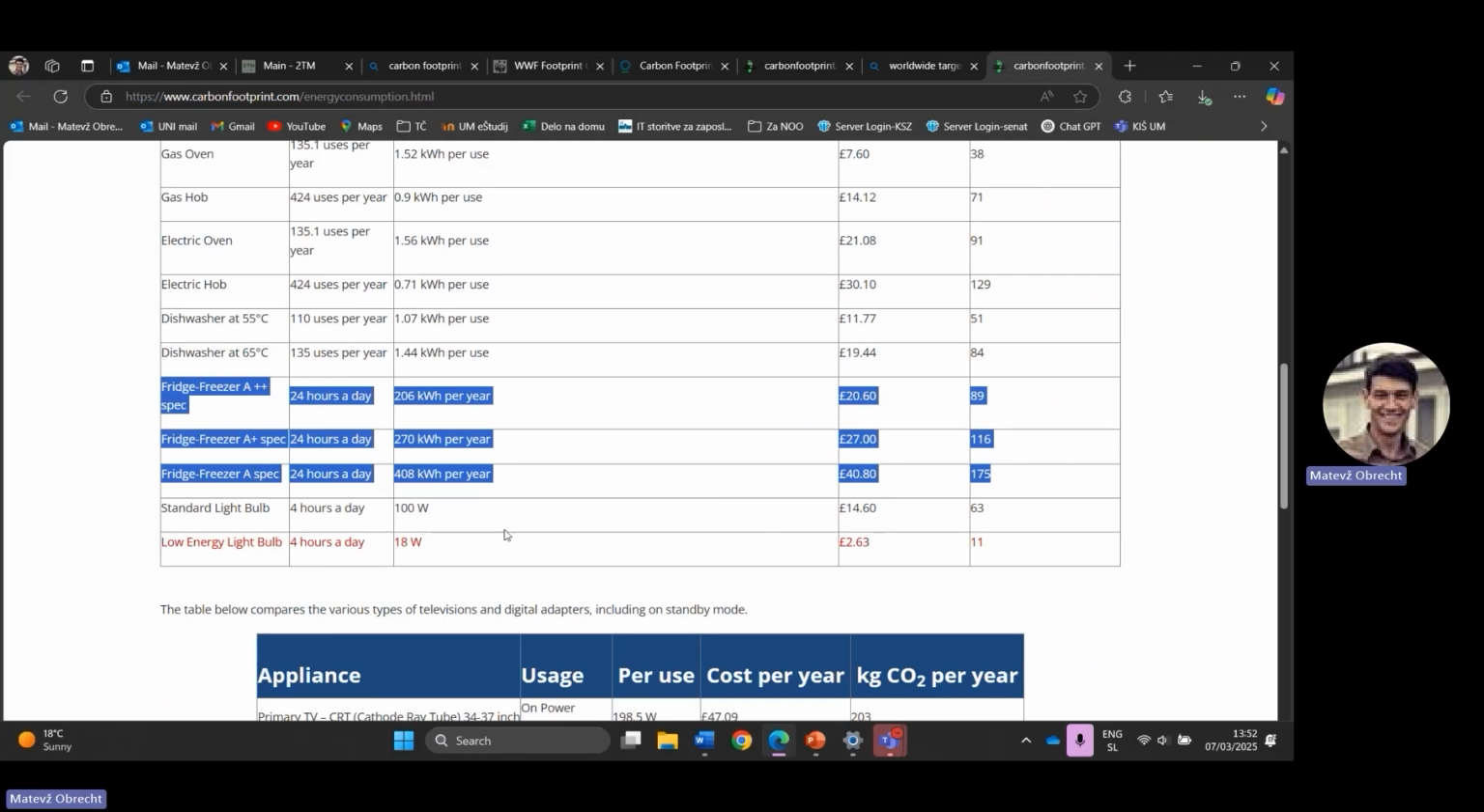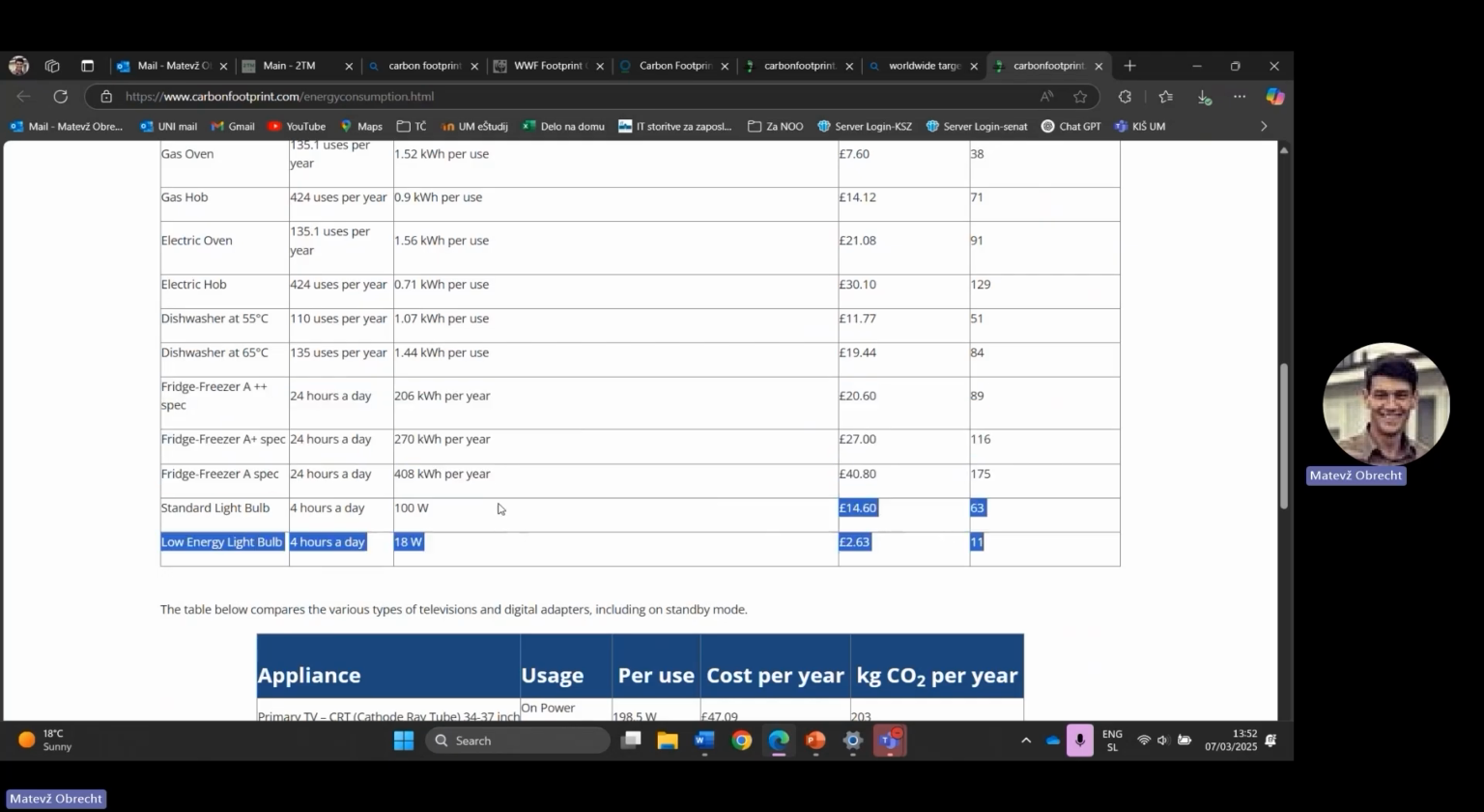You can see here also what the difference is among different bulbs. If you have a standard light bulb like 100 watts, this is now forbidden or not allowed to be produced and sold anymore in the European Union, but you can see how much money you spend for one bulb, or if you use a low energy light bulb, the 18 watts. If you replace it with even LED diodes, you can additionally reduce this amount.